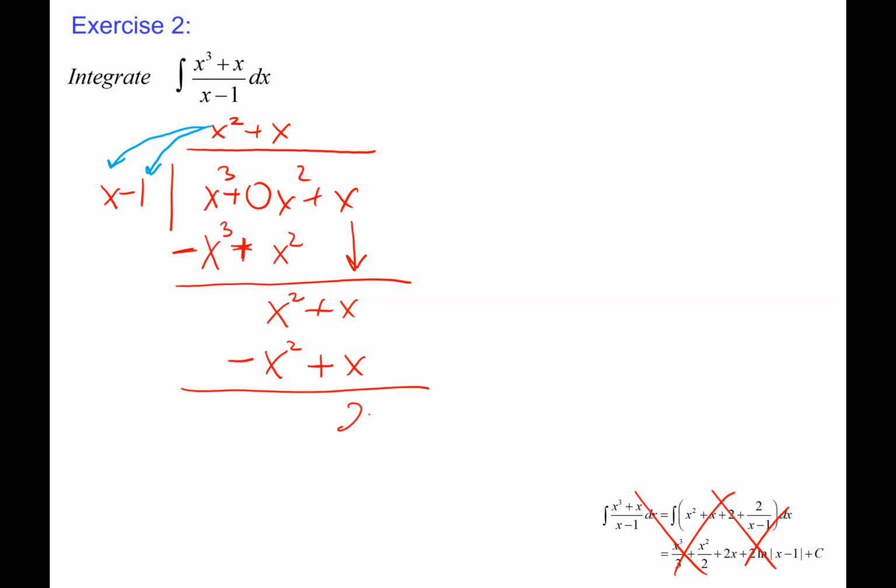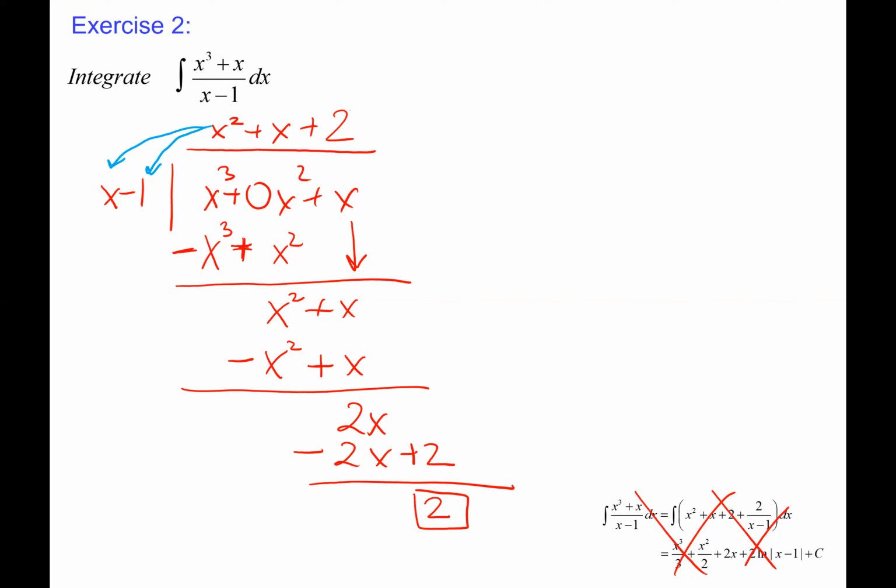X plus x is 2x. I can still divide. 2x divided by x is 2. 2 times x is 2x, but I will subtract. 2 times -1 is -2, but I will subtract. 2x minus 2x is gone, and 2 is the remainder.